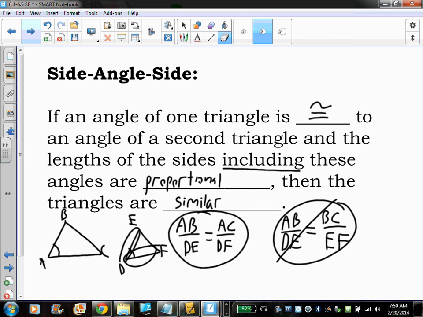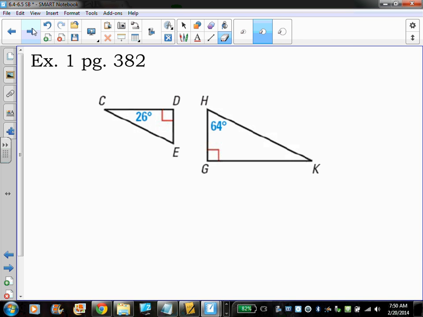All right, so what we're going to move into then is a few examples of how this works. Our goal here is to prove that these triangles are, in fact, similar, not congruent. Looking at this one, we can see that this angle is the same between the two of them. It's a right angle. And we're given that angle C is 26 degrees and angle H is 64 degrees.